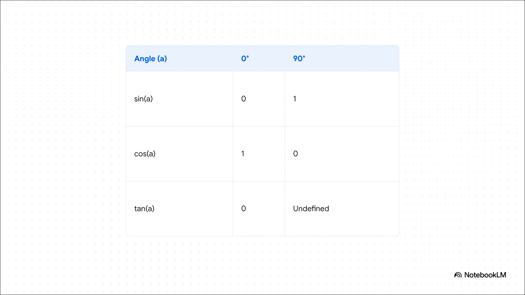So what about the extremes? What happens at 0 degrees or 90 degrees? Well, at 0 degrees, the triangle is basically squashed flat. It has no height, so its sine is just 0, and its cosine is 1. At 90 degrees, it's basically a straight vertical line. The height and the hypotenuse are the same length, so the sine is 1. And the base has shrunk to nothing, making the cosine 0. And that also means you can't have a tangent of 90 degrees because you can't divide by 0.